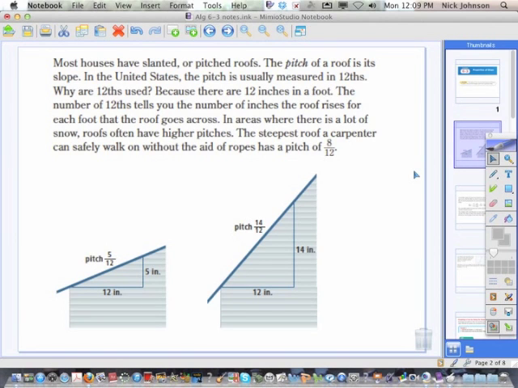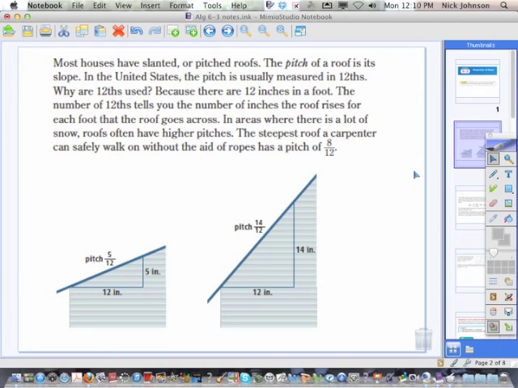Most houses have a slanted or pitched roof. The pitch of a roof is its slope. In the United States, the pitch is usually measured in twelfths. Why are twelfths used? Because there are 12 inches in every foot. The number of twelfths tells you the number of inches the roof rises for each foot that the roof goes across. In areas where there is a lot of snow, roofs often have higher pitches.